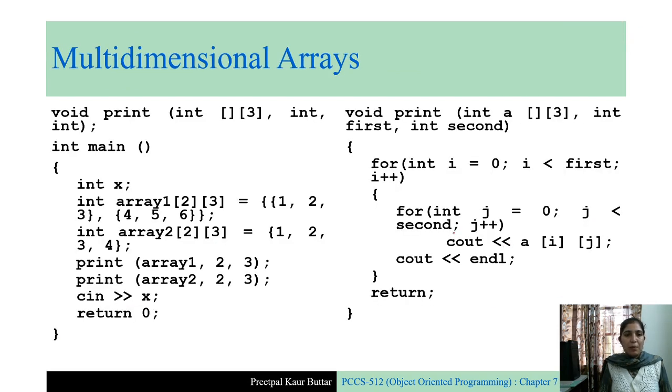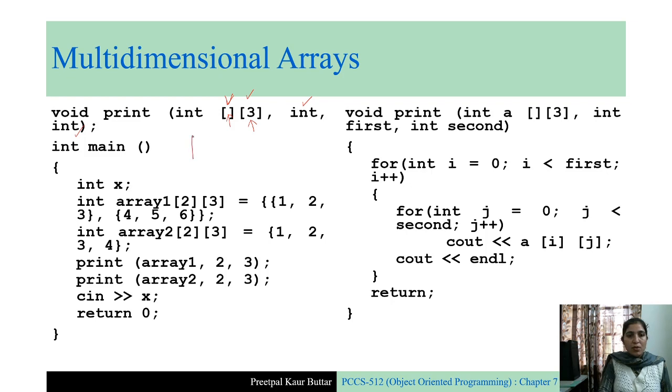So here we see an example of a multi-dimensional array. Here is the function declaration, void print, and it is a 2-dimensional array. We can see there are 2 dimensions, and the first dimension contains the number of rows. As I said, it is not compulsory. But we need to know how many columns are there in each row. So this is compulsory. Then we are passing 2 integers. And in the main function, what are we doing? We are creating a variable x, and then we are initializing an array 1.